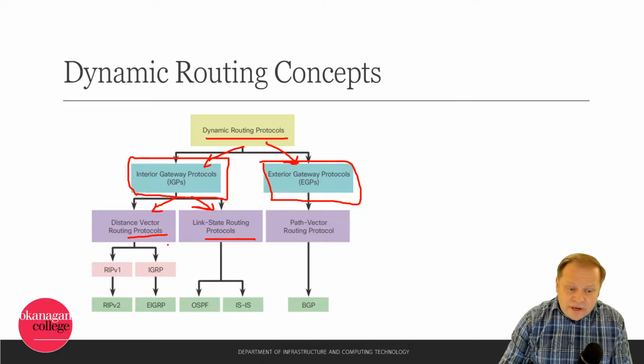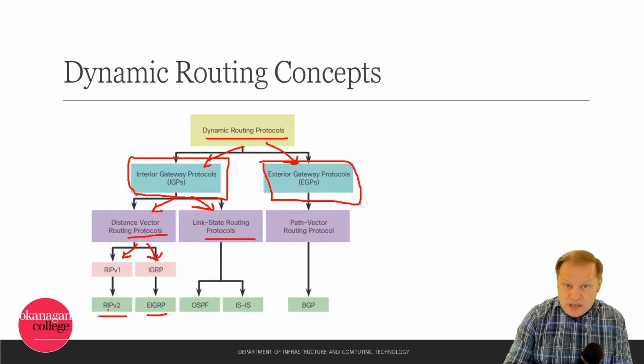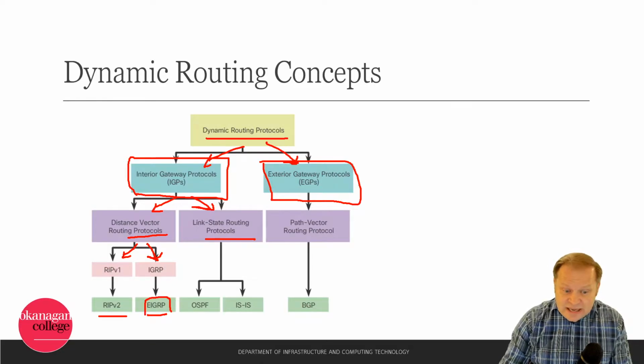But as you can see further down the chart, distance vector breaks into two of the more common ones. We've got RIP V1 and V2, which you've worked with previously, and we have EIGRP. Now RIP V2 has a cousin called RIP-NG, Next Generation, which handles and supports IPv6. EIGRP supports IPv6 natively, so we don't have a special thing there.